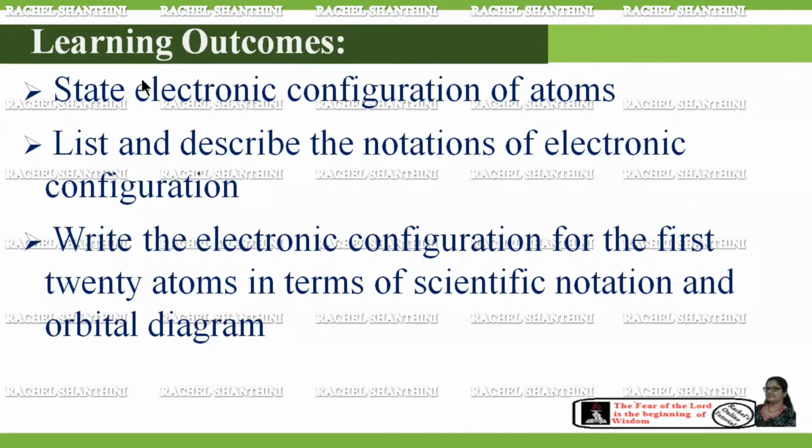Learning outcomes. Students, at the end of the session, you will be able to state electronic configuration of atoms, list and describe the notation of electronic configuration, and write the electronic configuration for the first 20 atoms in terms of scientific notation and orbital diagram.